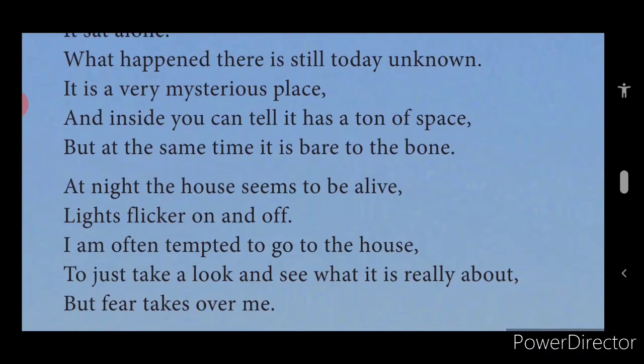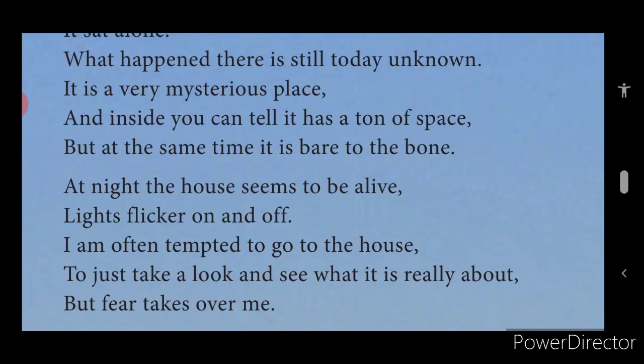And inside you can tell it has a ton of space. Now he's talking about inside the house, that the house is very big and has a ton of space. Now you have vast space inside. Obviously, where there is a big house, for sure you will have much space also. But at the same time, it is bare to the bone. No one lives in the house. The house is left empty. The house is so big and there is so much space inside that no one occupies the space. The house is left empty.